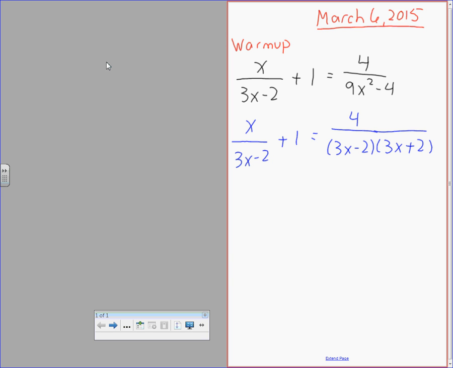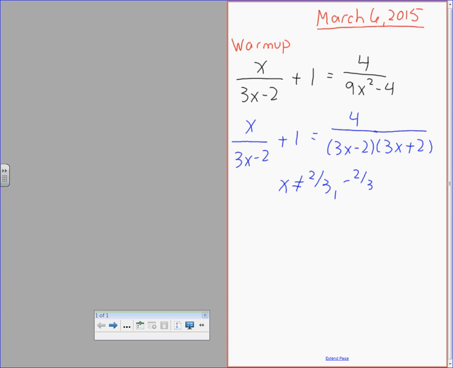What are the restrictions, please? x does not equal 2/3. Oh, never mind. So this is 2/3 here. So this is going to be positive 2/3, and that's going to be negative 2/3 again for that. Okay. All right. Good. What do we do next?